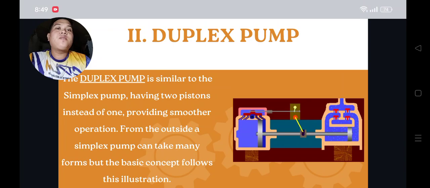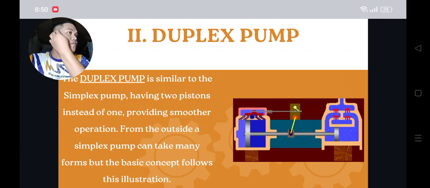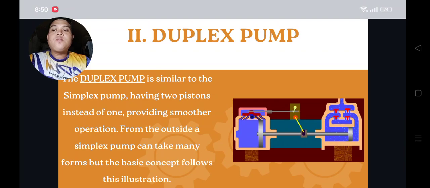Second is the duplex pump. A duplex pump is similar to the simplex pump, having two pistons instead of one, providing smoother operation. From the outside, a simplex pump can take many forms. A basic concept follows this illustration. A double acting duplex pump has two pistons instead of one. Both pistons move liquid on both sides during each stroke. While one piston draws liquid in, the other pushes it out, as you can see in the picture.